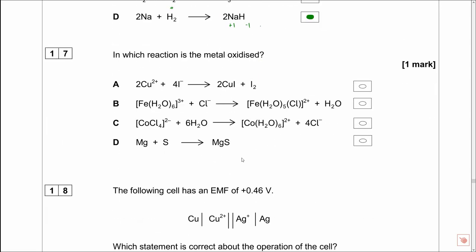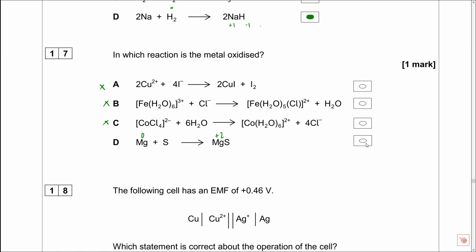In which reaction is the metal oxidized? Oh, we're on a proper little redox go now. In which reaction is the metal oxidized? That first one is not the case, so that's not it, because it's remaining as two plus each time. This one it's remaining the same. Don't be tricked by the plus there. The chloride is bringing that down. This is still a 3 plus there. The cobalt chloride is going to be 2 plus there, 2 plus there, not there. So it must be here where it's going from 0 to plus 2, I would guess.